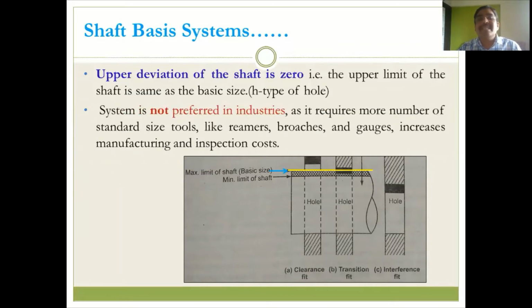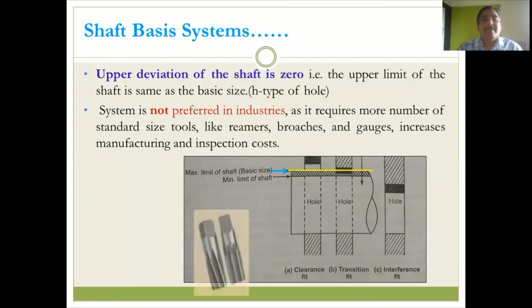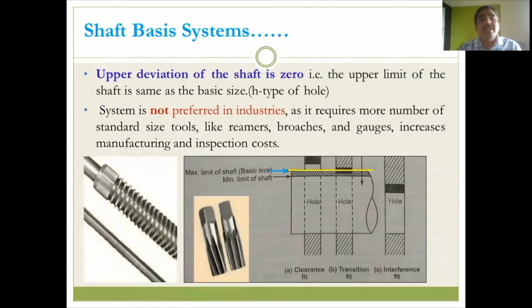Now this system is not preferred in the industry, because if you want to increase the size of the hole, we need different tools. We need a drill, we need a reamer, we need broaches, we need gauges. So naturally the manufacturing cost goes on increasing, right? And that's why we are not giving preference to the shaft basis system in the industry. So this is the reamer, actually this is a broach.